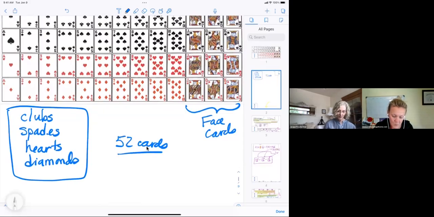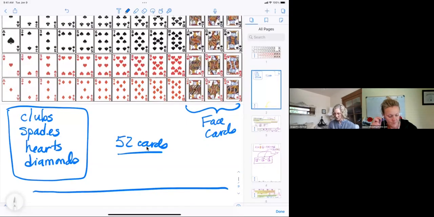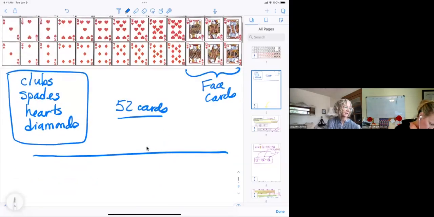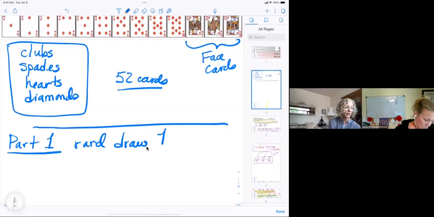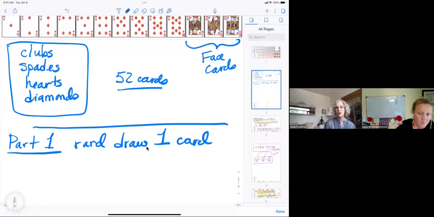So let's go to part 1. Notice on that worksheet, I didn't photocopy the questions because they're just easy to write down. Part 1 says randomly draw 1 card from the deck. So we are randomly drawing 1 card, and it's out of the 52 cards.